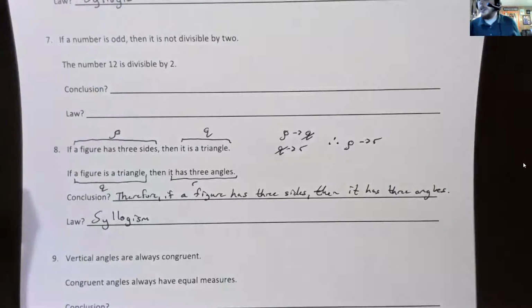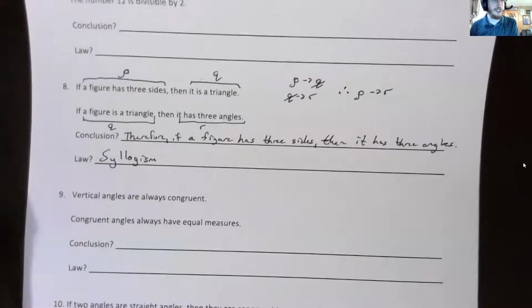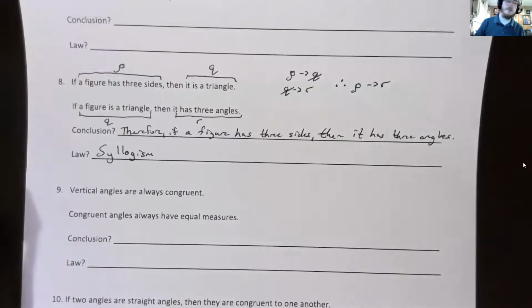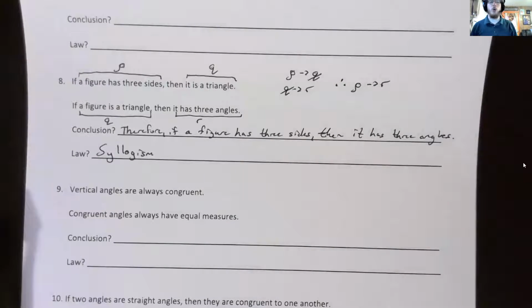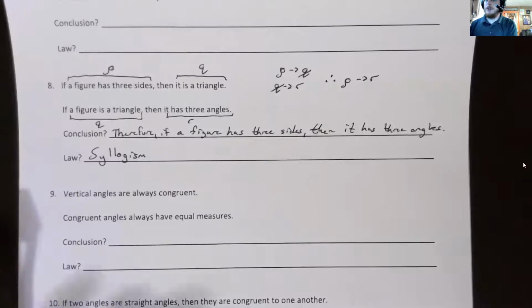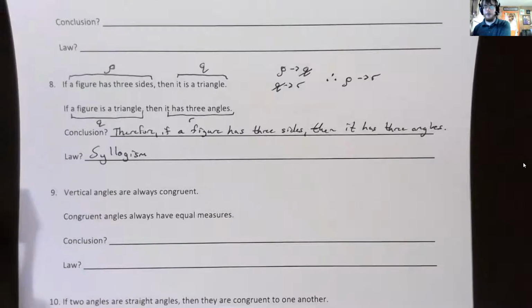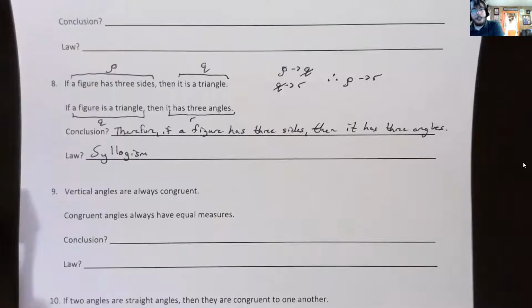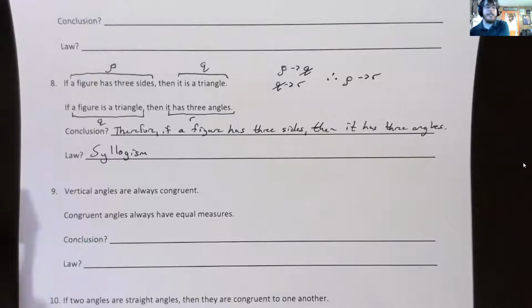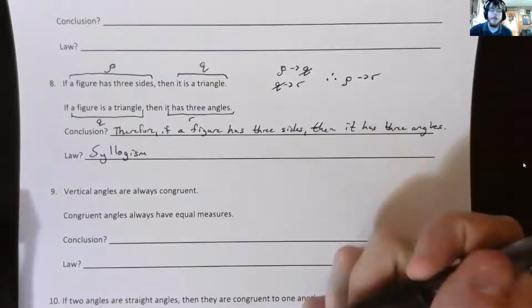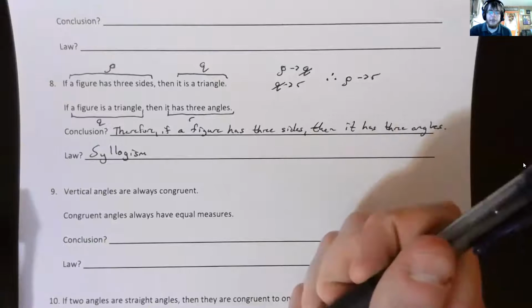All right, number 9. Number 9 is probably one of the trickiest of the bunch. And that's because at first glance, this looks completely different from the other ones. It's because it's worded differently. So first off, it says vertical angles are always congruent, and then congruent angles always have equal measure. So the key thing here is there are actually if-then statements hiding in these sentences. We can make one that has the exact same meaning.